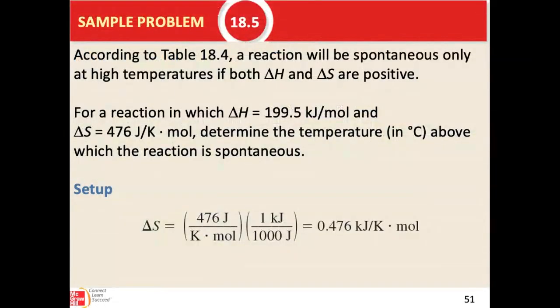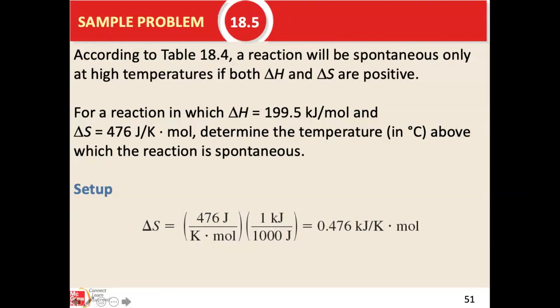And they're giving you an example. A reaction will be spontaneous according to that table at high temperature if both delta H and delta S are positive. So yes, delta H is a positive, delta S is also a positive, and now we need to determine the temperature above which the reaction is spontaneous.